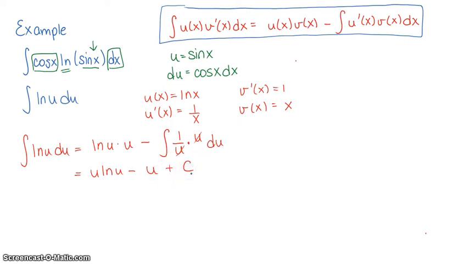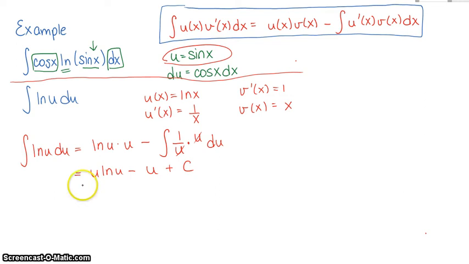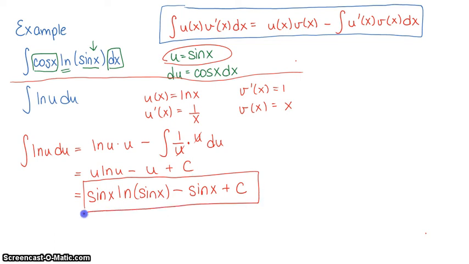Now keep in mind, from this point down, we've been using u substitution here, so we still have to do a u substitution. So we now have sine x ln of sine x minus sine x plus c. So this is our final solution.